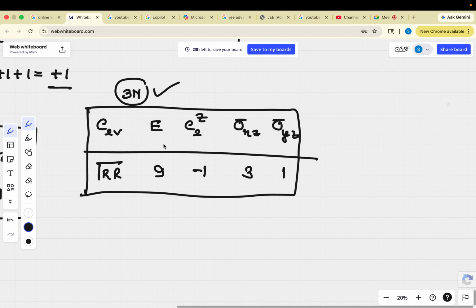So that's it for today. We will meet in the next class, and in the next class we will see some examples, suppose water, ammonia, methane. We'll see some molecules, how to use this character table now.